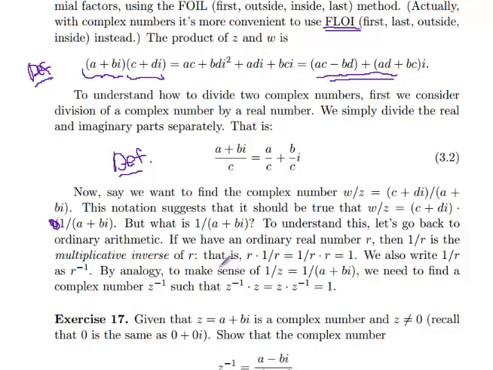Let's see if we can, by analogy, do something similar with 1 over a plus bi. That means we want to find a number that when multiplied by a plus bi gives us 1. Then that would give us a good definition for the multiplicative inverse of a complex number a plus bi. So that's what we're going to look for. We're going to look for a multiplicative inverse of a general complex number a plus bi. Again, we're using a plus bi to denote a general complex number because all complex numbers have this form.